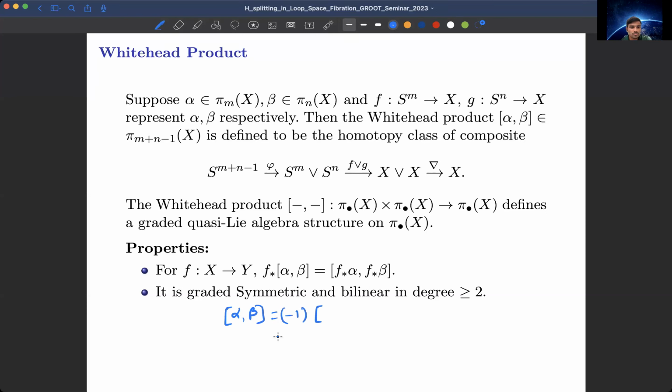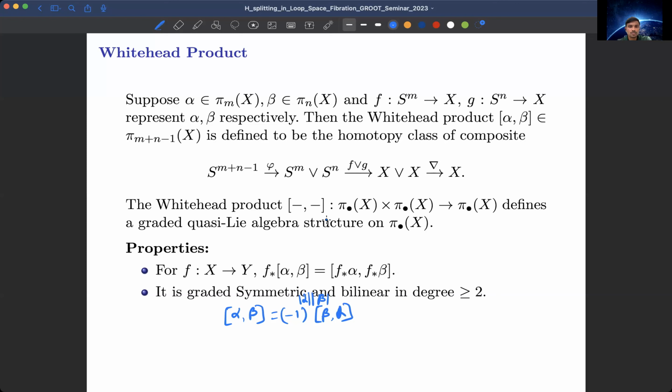if you reverse the order of alpha and beta, there will be a sign. The sign will be like degree of alpha times degree of beta. Okay, and it is also bilinear in degree 2.